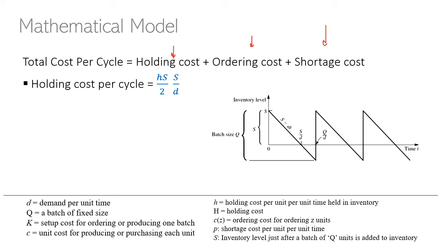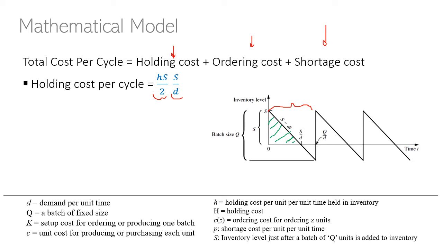Holding cost per cycle is the multiplication of those two terms, hs by 2 and s by t, and let's see how we have got those two terms. So first thing is this is the complete cycle, and holding cost is incurred only for the green portion of the cycle.